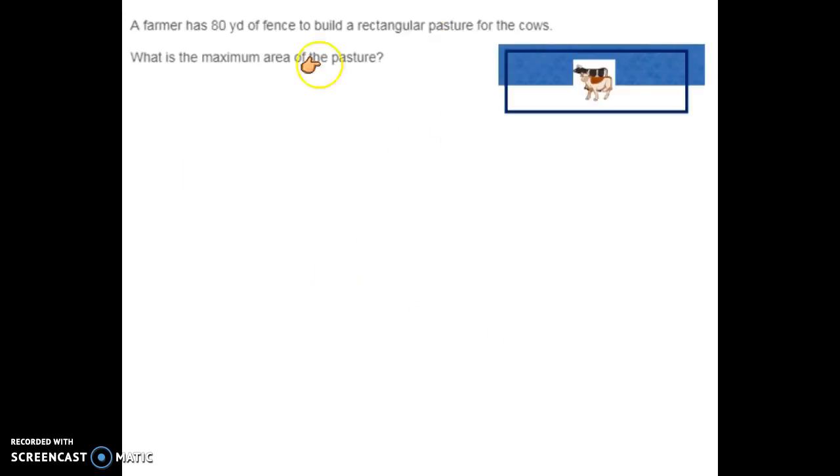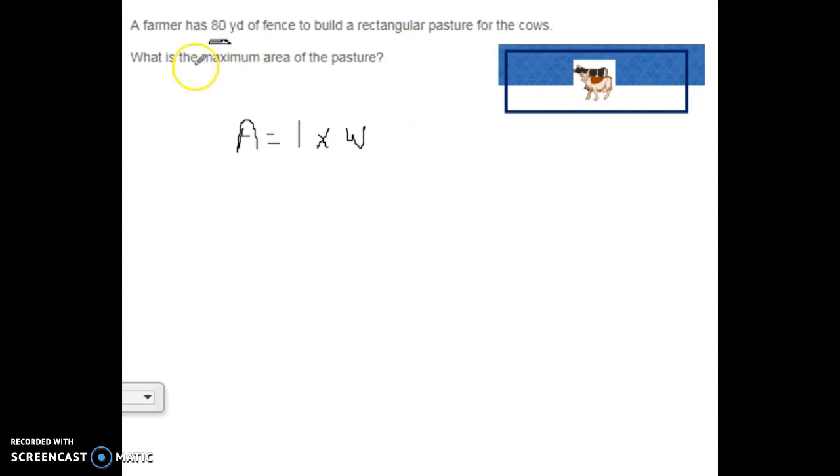The last one they do ask you to solve, but there is a shortcut method that I'm going to show you for the quiz, so you don't actually have to go through the steps in the OHS to solve it. We've got a farmer that's got 80 yards of fence to build a rectangular pasture for the cows. So here's 80 yards of fence. Remember, that's the perimeter. So the perimeter is 80. They want the maximum area.